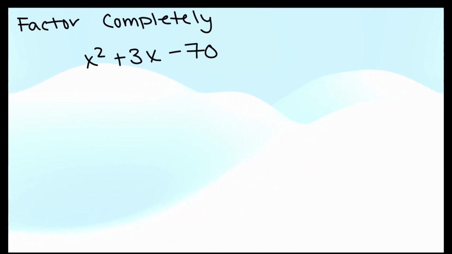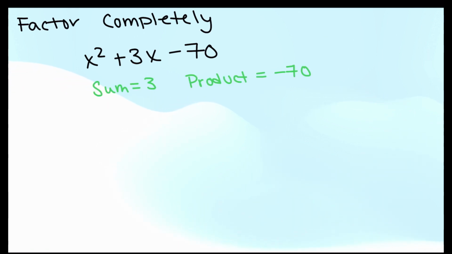Here's another one. X squared plus 3x minus 70. Before we get started, notice we have a negative product. So one number is going to be negative, one's going to be positive. And we have a positive sum. So that tells me the bigger number should be positive. So sum of positive 3, product of negative 70.